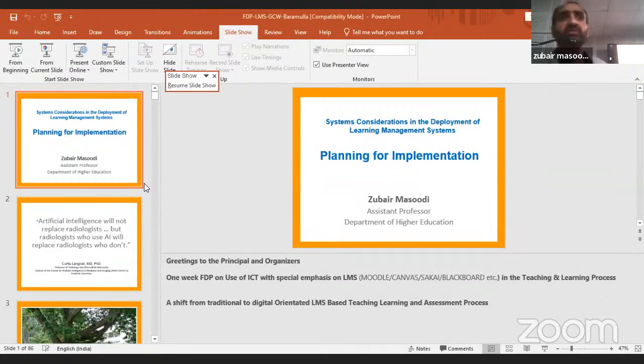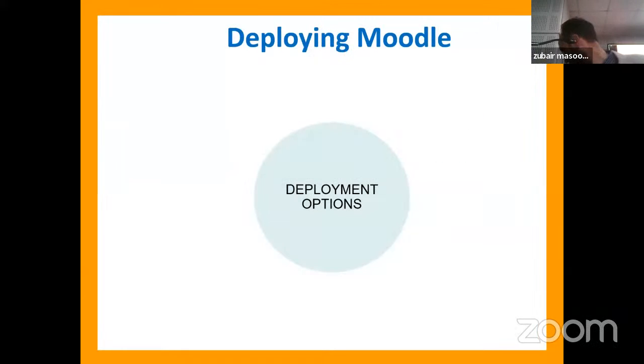Okay, so I was talking about the deployment options. Deployment options means how you can get started with Moodle. What do we need to do in order to set up Moodle? The simplest and the easiest way to get yourself started with Moodle, the first and the easiest option, is to use Moodle in the cloud.